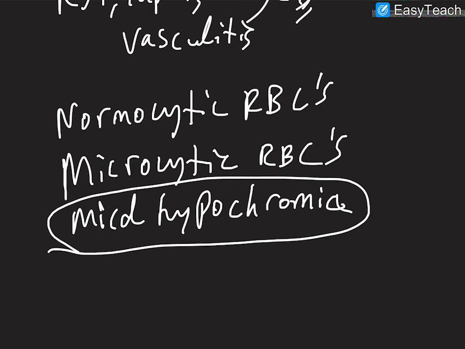Or mildly hypochromic red blood cells is what we should say to be more specific. All right, so then if we compare the two that we've done so far for microcytic anemia, iron deficiency anemia versus anemia of chronic disease.